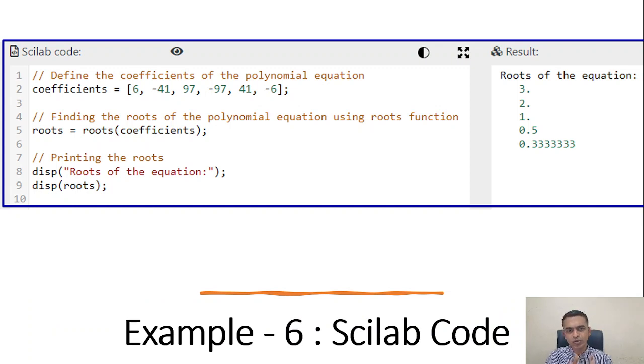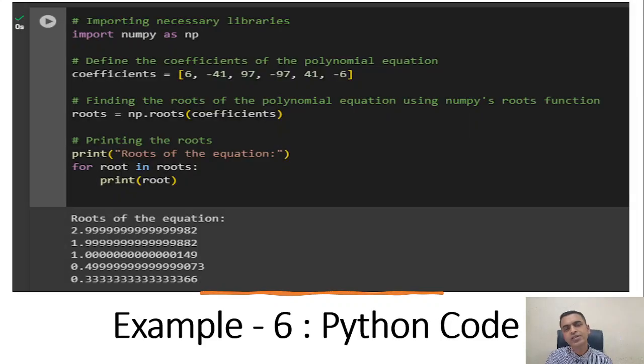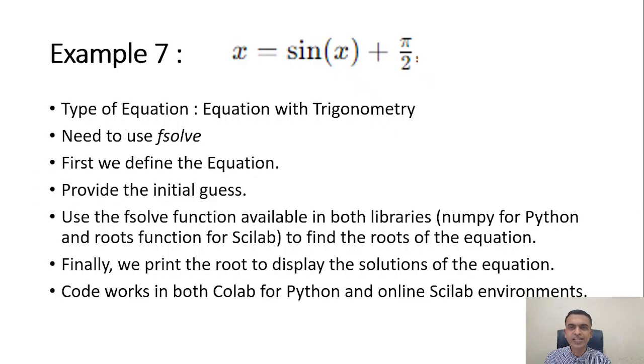Example 6, the code is given here. Now you do the needful. Again, coefficient matrix, invoke roots function, display roots. Same for the next one: coefficient matrix, roots function, display roots, and we have to import numpy as np.